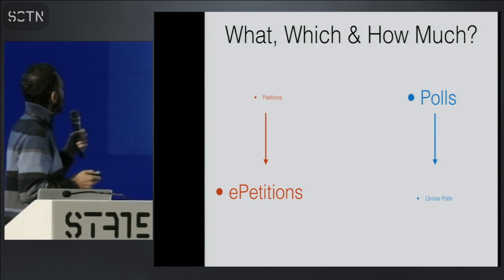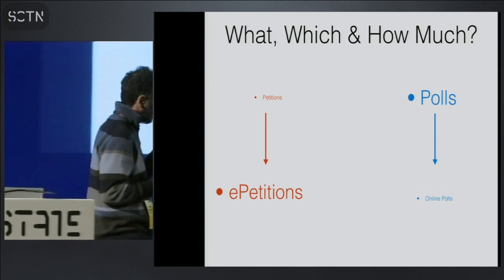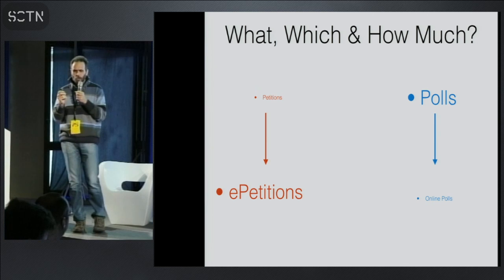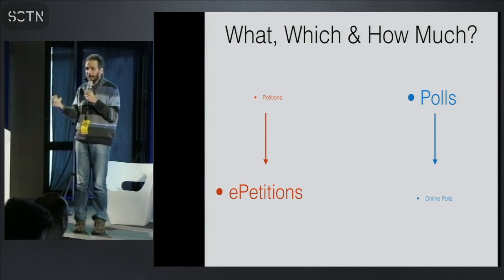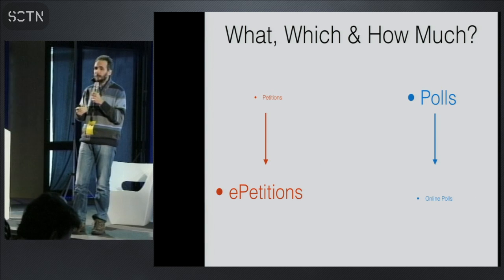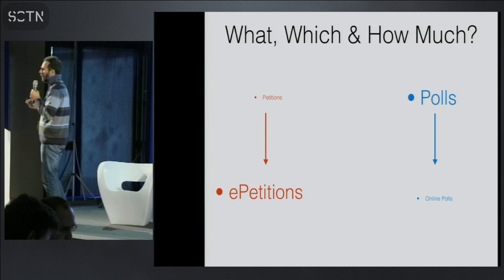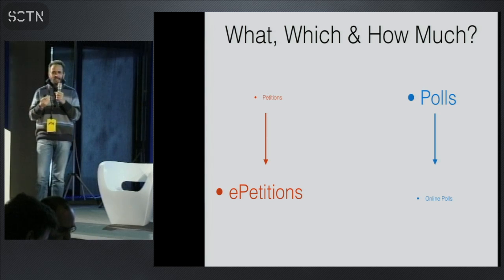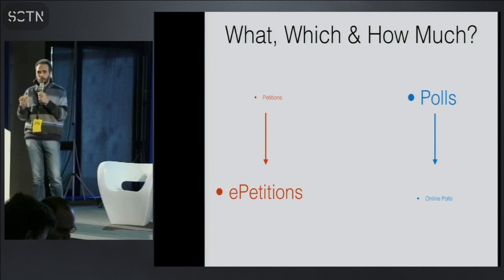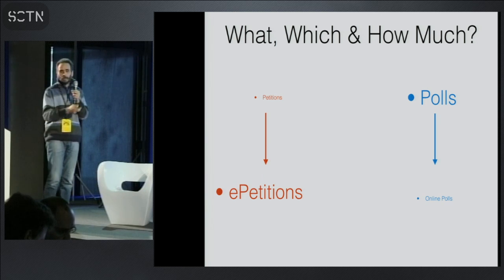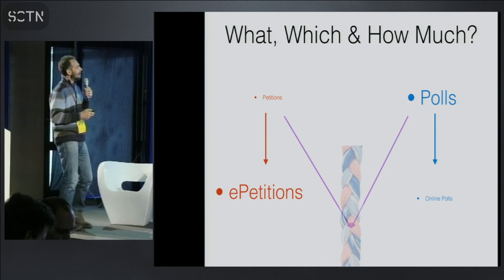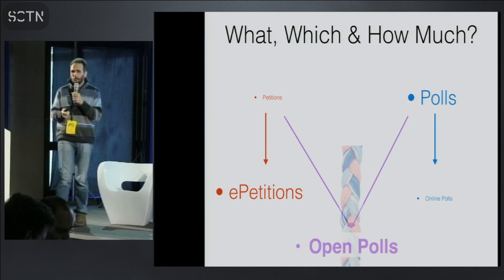But what's the main difference between petitions and polls? In polls, the person who is deciding the poll decides all the actions, all the possibilities. Whereas in petitions, people could actually write their own possibilities. And so the necessity came there to integrate those two together and permit people to write possibilities in a poll. And so we had open polls.